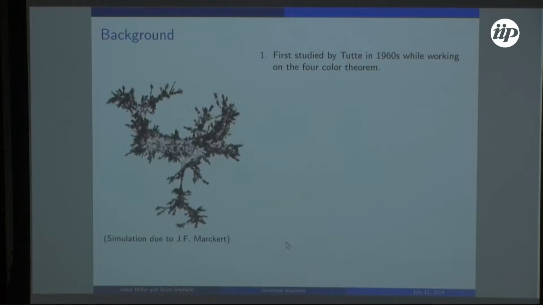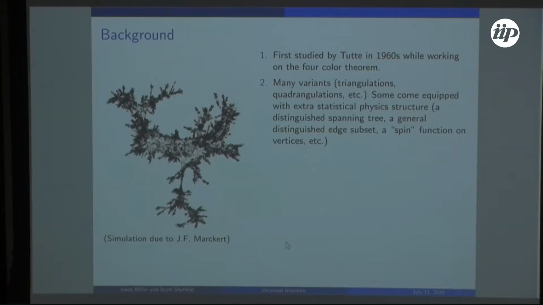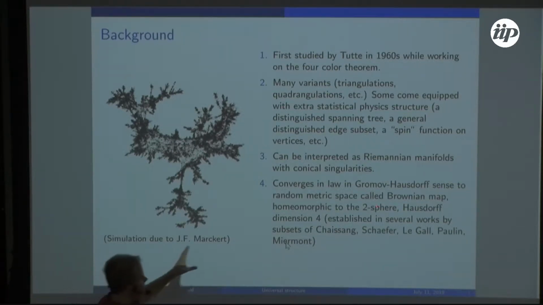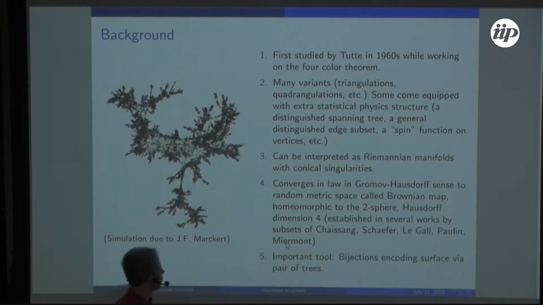Okay. These were first studied by Tutte in the 60s. There are lots of variations. You can think of these as random manifolds once you glue them together. And we know that this thing converges in the limit to the sphere, or to a certain continuum object that we call the Brownian map. But for now, I just want to say that you can make this surface and see what it looks like. And I have some other pictures.